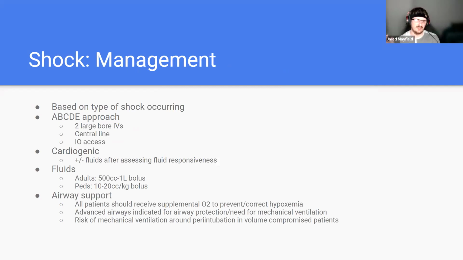So the management of shock is very complex. You can do multiple different lectures on it, but basically it's based on the type of shock that's occurring. You take an A, B, C, D, E approach, which is basically airway, breathing, circulation, disability, and exposure. In general, you want 2 large bore IVs, central line or IO access. In cardiogenic shock, you can give fluids, but you have to assess fluid responsiveness, because you don't want to make it worse. Fluids in adults, you typically could do 500 cc's to a 1 liter bolus of fluids.